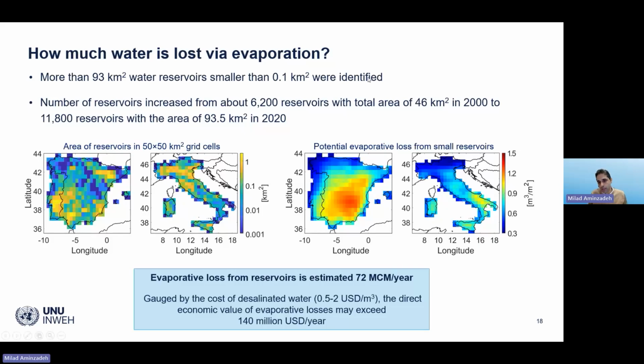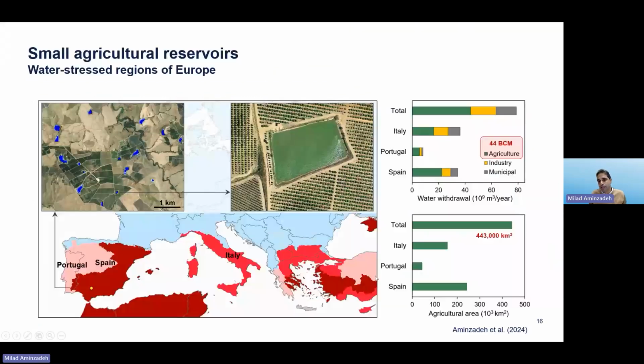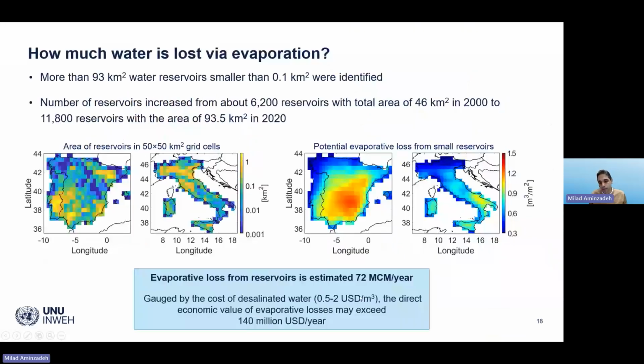On the right-hand side here, you see the results of our calculations for evaporative losses. We estimate that from all agricultural reservoirs in these three countries, per year, around 72 million cubic meters of water is lost via evaporation. It's around 40% of the storage capacity of all reservoirs. Someone may think that, relative to the 44 billion that I showed you here, this 72 million cubic meters of water is really nothing. It's 3 orders of magnitude smaller than that number.